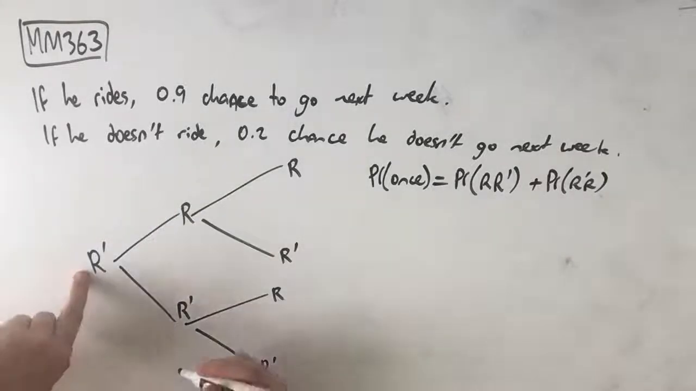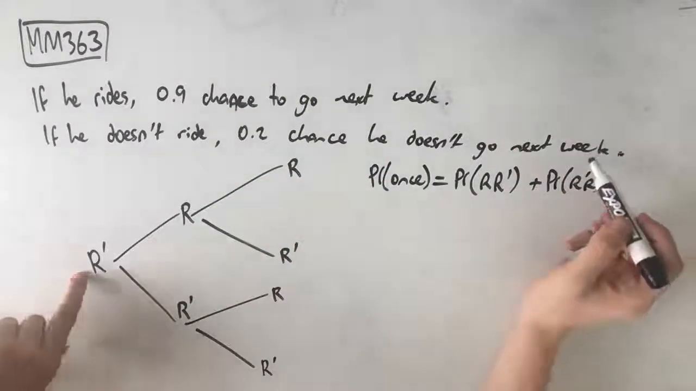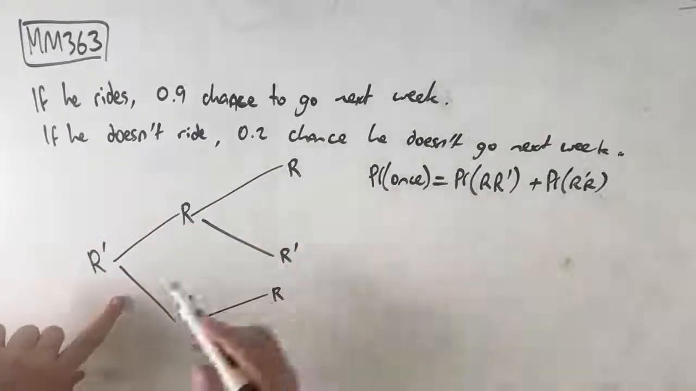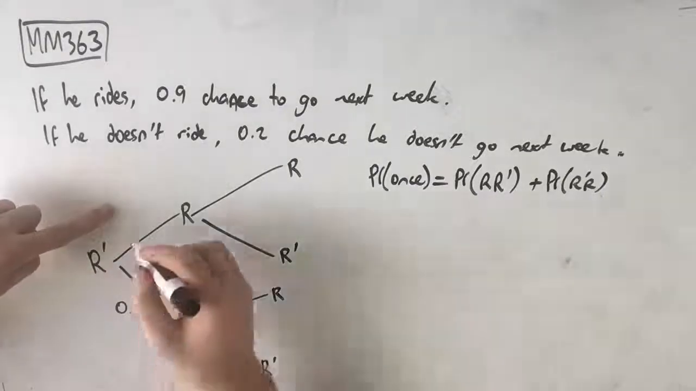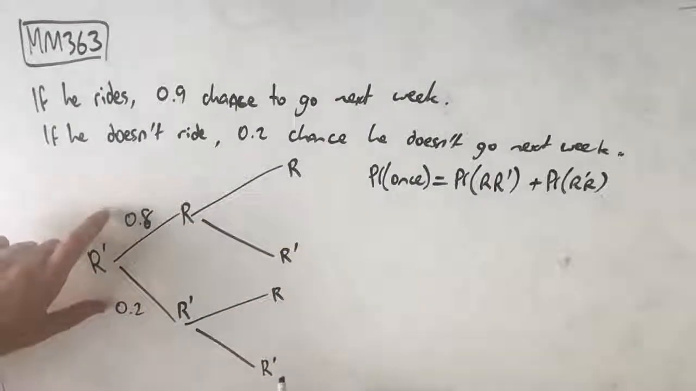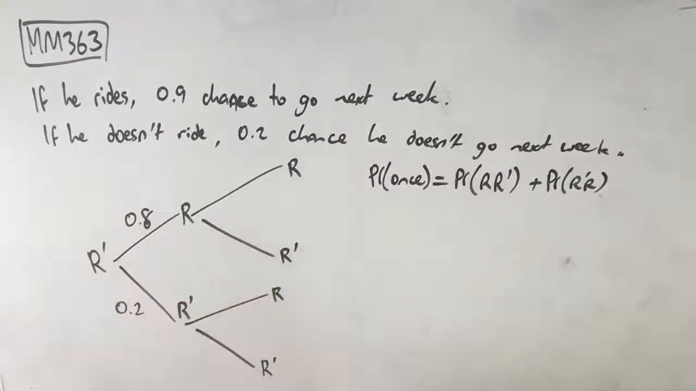So if he didn't go riding this week, according to our piece of information that we're given in the question, he has a 0.2 chance that he doesn't go next week. Okay, so he doesn't go riding, the probability that he doesn't go riding again is 0.2, which means the probability that he does go riding the next week is 0.8. Okay, so these two always have to add to 1. These have to add to 1, this has to add to 1, and these have to add to 1.